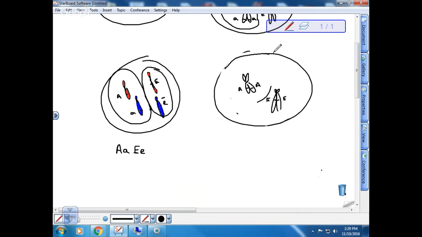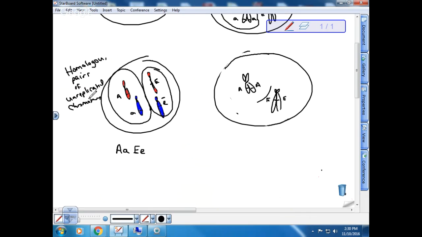Okay, Madison? So the cell on the left, are those homologous pairs as well? Yes. Okay. They're unreplicated. So you could write homologous pairs of unreplicated chromosomes. Right.